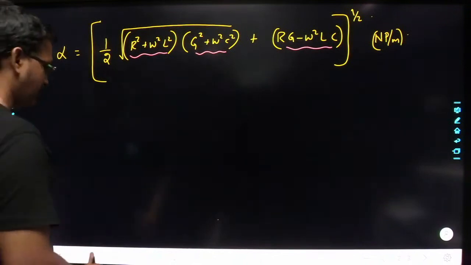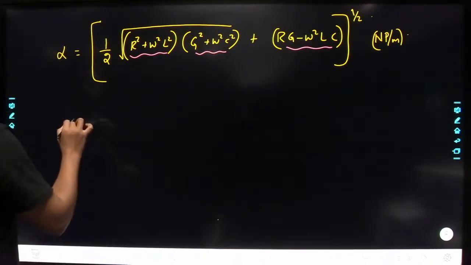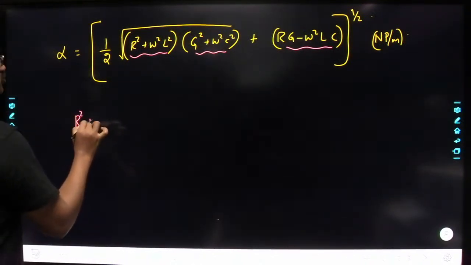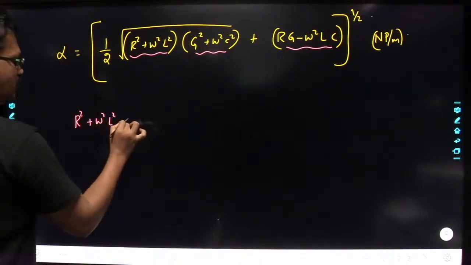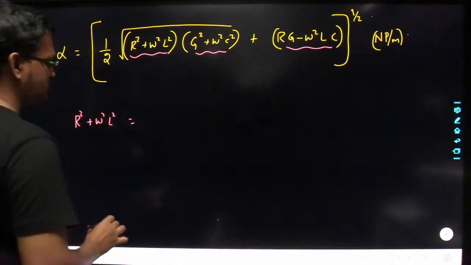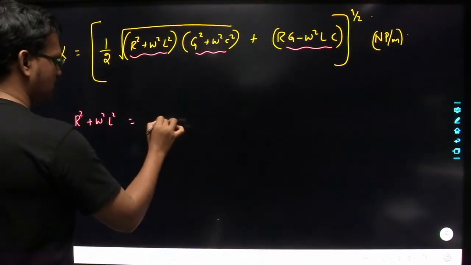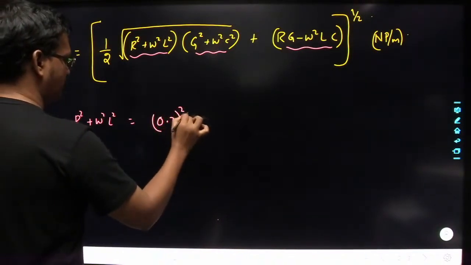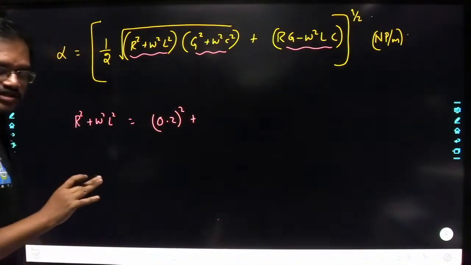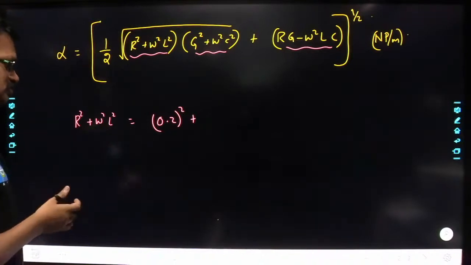Now, if I try to determine r square plus omega square L square, what is it equal to? The R value here is 0.2, whole square. I will do the analysis approximately here, with approximate calculations.